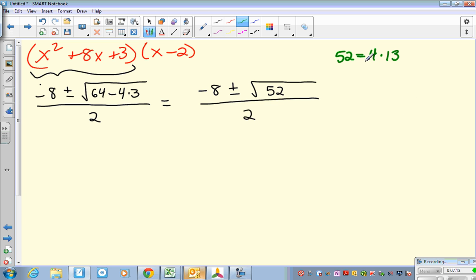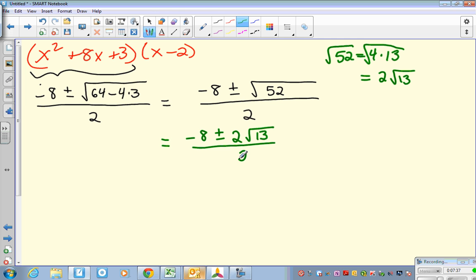So now, if I think about it this way, what's the square root of 4? Well, the square root of 4 is 2, so I can pull that out of the square root. But I can't take the square root of 13, so that has to stay inside. So now we can rewrite this entire thing as negative 8 plus or minus 2 root 13 over 2.